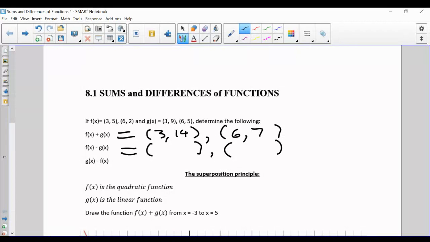Look at the f of x minus g of x. Okay, so Brandon is thinking it's 3 minus 4 and 6 minus 3. So let's write down what that is. 3 minus 4. Let's just see if that makes sense. I'm taking f minus g. So it's going to be 5 minus 9, which is minus 4. Perfect. Again, the 3 still stays as 3.